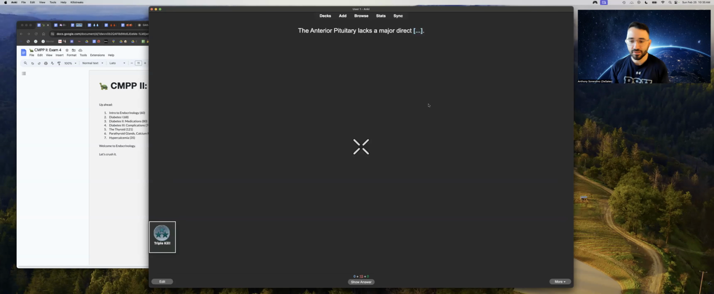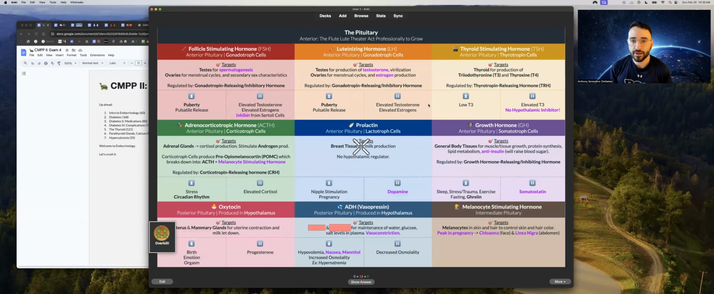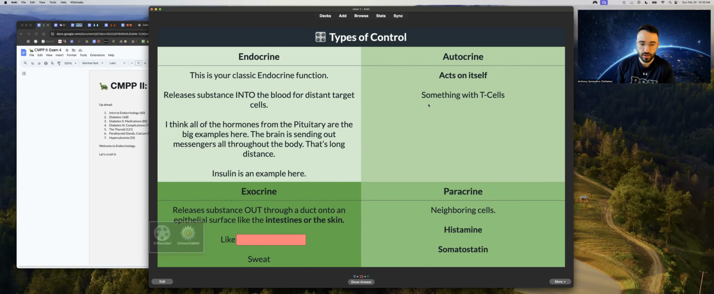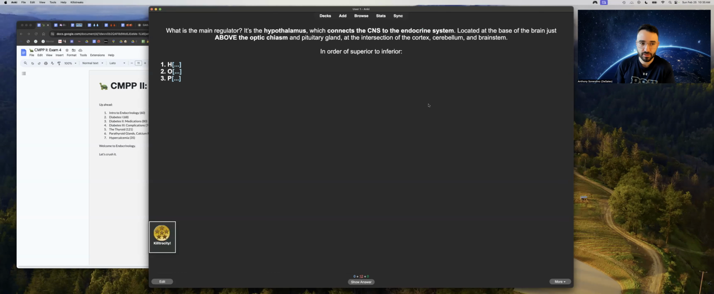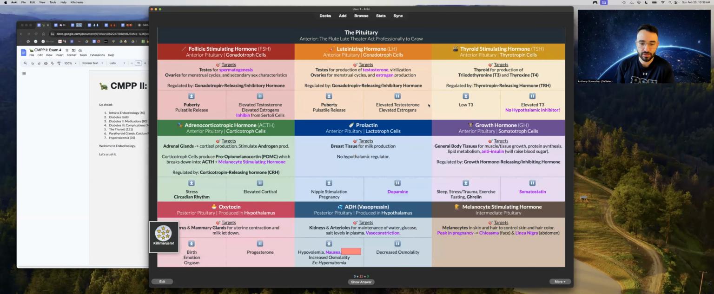Oh, what is this? Exercise. Anterior pituitary lacks a major direct blood supply. Arterial supply. Targets for ADH: arterioles and kidney. Amylase, lipase. Hypothalamus, optic chiasm, pituitary. Hypovolemia, nausea. Mannitol will upregulate vasopressin. Nausea will do it too. Lactotroph cells. Somatotroph cells. Let's go. Somatotropin. Somatostatin. Sleep, stress, trauma, exercise, fasting.